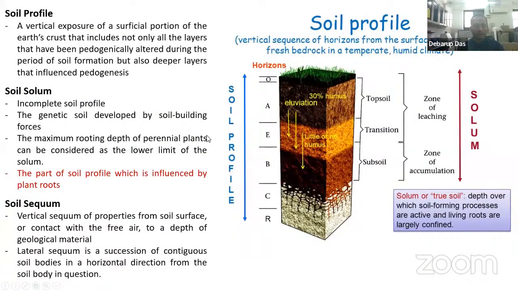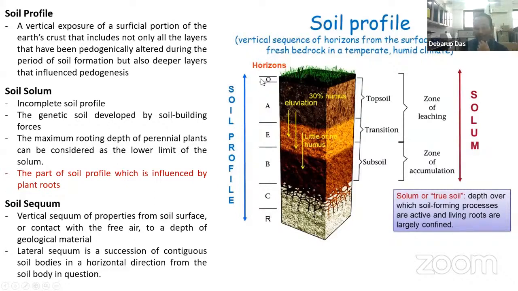Now, soil profile, soil solum, and soil sequum. Soil profile is a vertical exposure of a superficial portion of the earth's crust that includes not only all the layers that have been pedogenically altered during the period of soil formation, but also deeper layers that influence pedogenesis. So if you dig a hole and make a section in the soil up to the bedrock, it is a vertical exposure you will get. Okay, and this exposure will help you to actually characterize the entire soil based on the profile characteristics. And it will have all the soil horizons as well as the parent material, C horizon or regolith, and the bedrock. So soil profile has all these things. Please try to remember this.